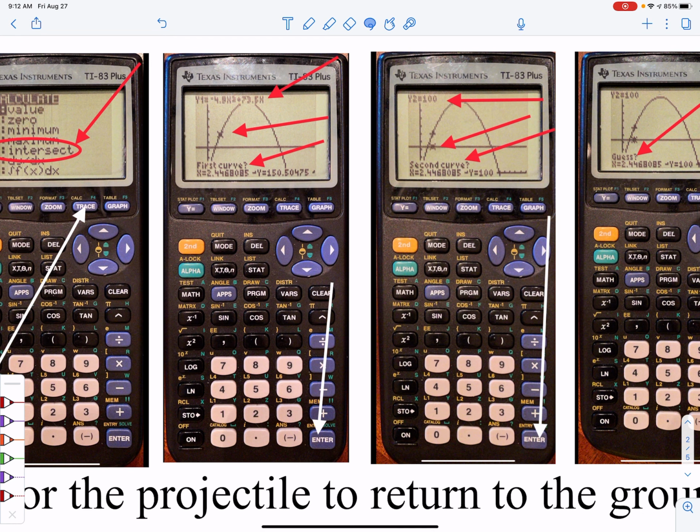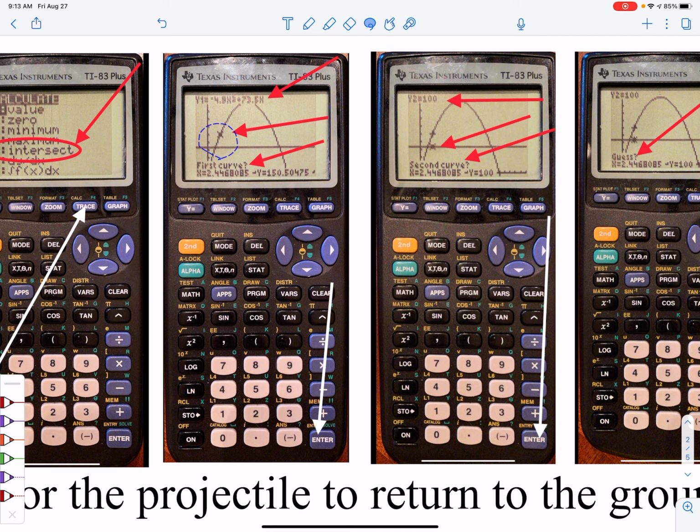You're going to have your blinking cursor somewhere. Basically what you want to do is your blinking cursor needs to be close to your first intersection. So a couple things to point out on your calculator screen. At the top, it has the equation. Your blinking cursor should be moved close to the first intersection. So arrow left or right to get it close to the first intersection.